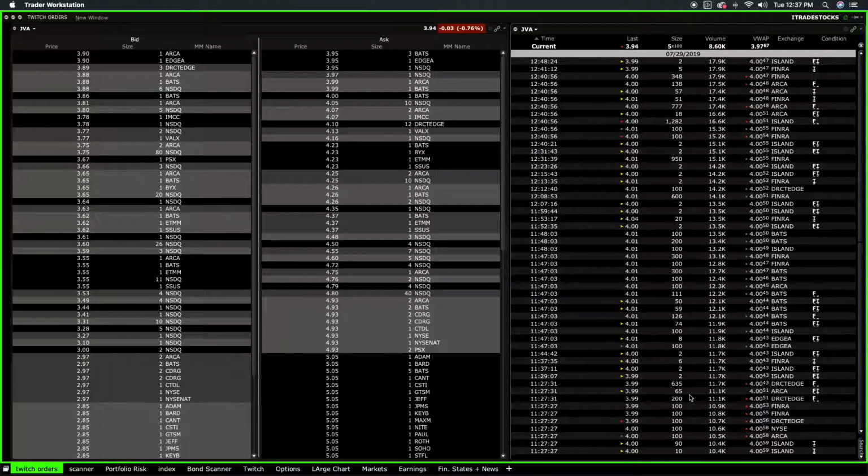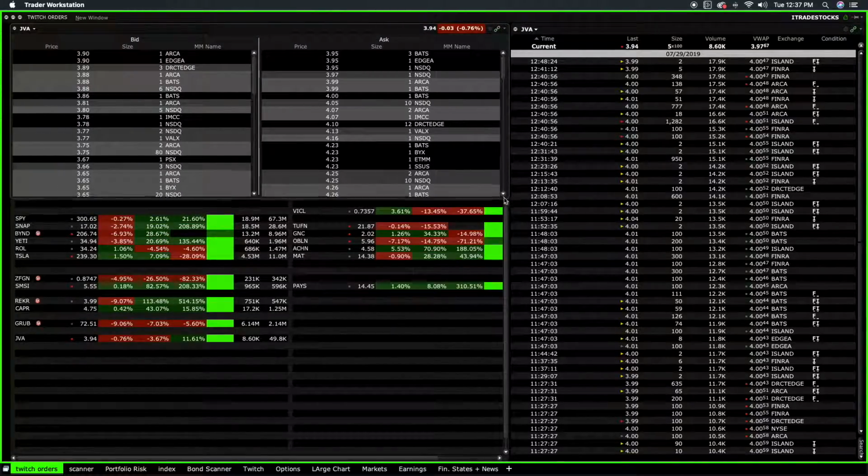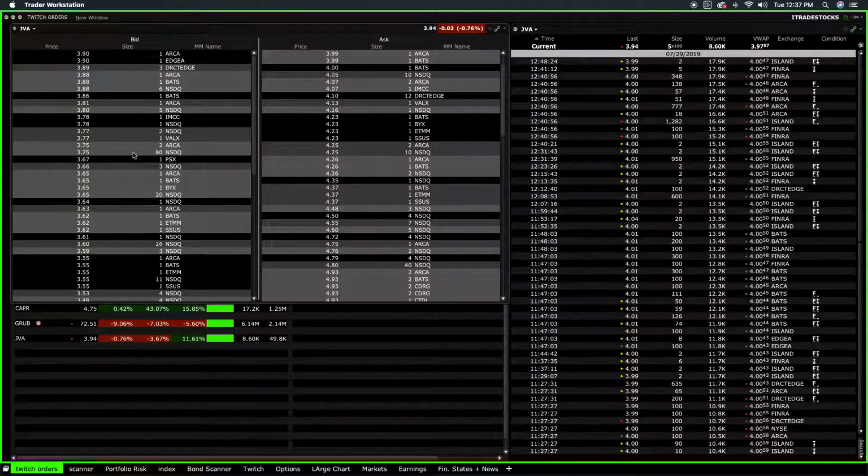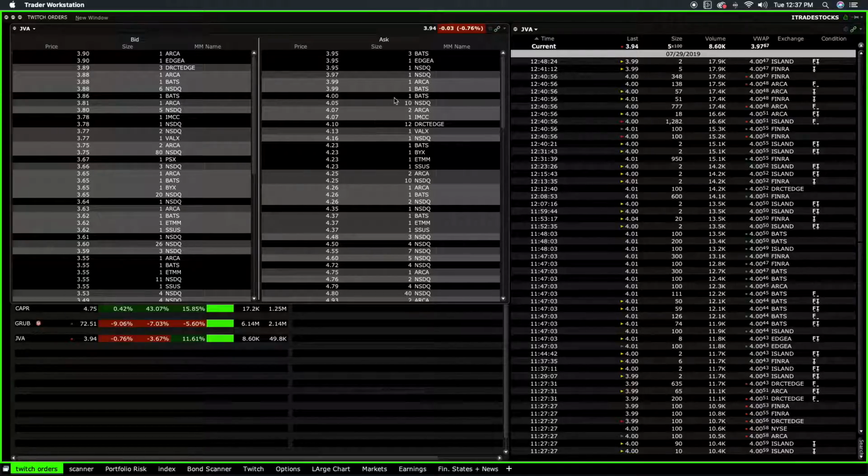This is a 5-cent spread, and as you can see, there's not really that many big orders around here. You have 8,000 shares at $3.75, but really that's kind of it. So 8,000 times about $4, you're looking at $32,000 in dollar volume, and that's how I like to look at it.